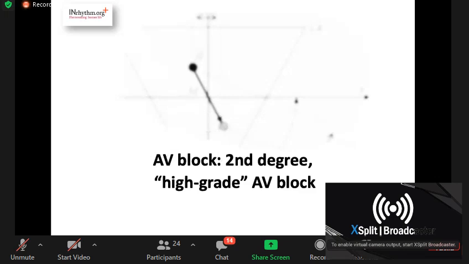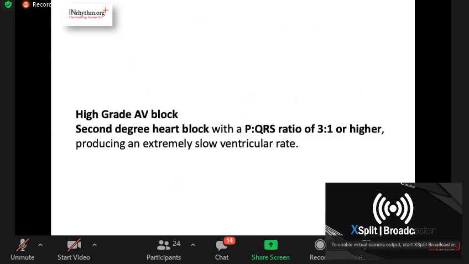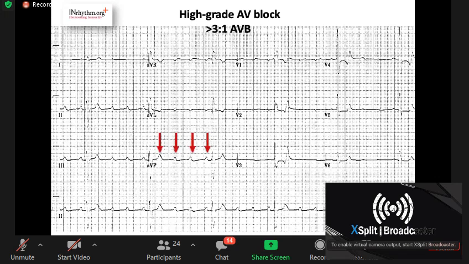Now, many a time we write high-grade AV block. So what is a high-grade AV block? Whenever the conduction ratio is 3-to-1, I mean 3 P waves and 1 QRS, or higher, we call it high grade. These are the manifestation of advanced AV nodal disease, I mean infrahisian or hisian disease. Just look: this is 4 P waves and 1 QRS. So 4-to-1 AV block.